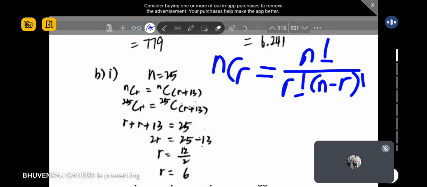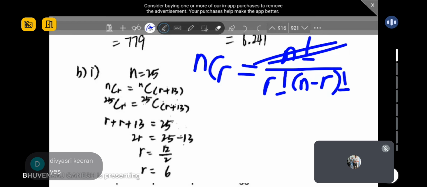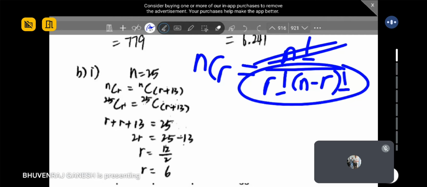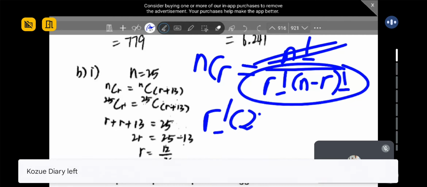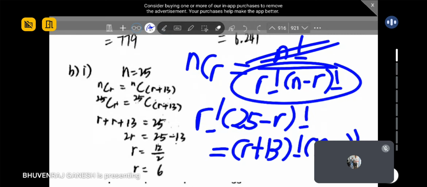If not mistaken. So you see here, guys, your N value is the same, left-hand side and right-hand side. Nilai N sama. So that means I no need to write this, because it's equal to each other. So I just compare the bottom. Bandingkan bawah sahaja. So you just take R factorial, 25 minus R factorial, and it is equal to R plus 13 factorial, and 25 minus R minus 13, so you have 12 minus R factorial. So you just need to simplify this one. Kamu kena permudahkan yang ni.